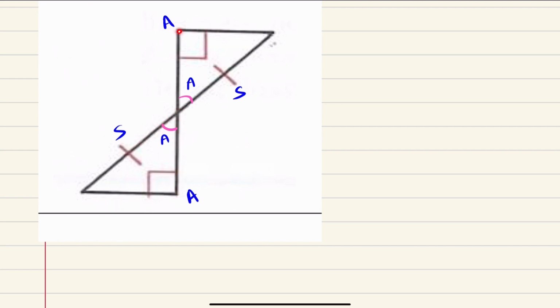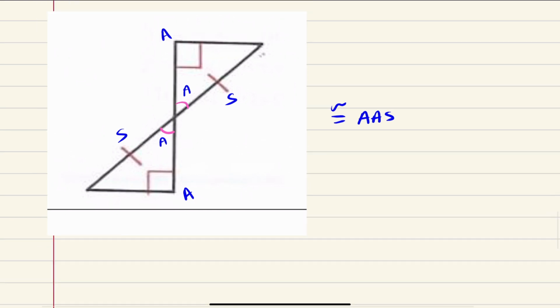One more time. You start here, you have an angle, angle, side. And then since I started here, I got to start here for this triangle. So angle, and then follow the same direction towards that vertical angle, angle, side. So these 2 triangles are congruent by the angle, angle, side postulate or theorem. Okay?